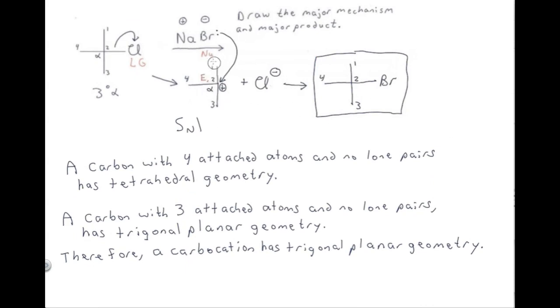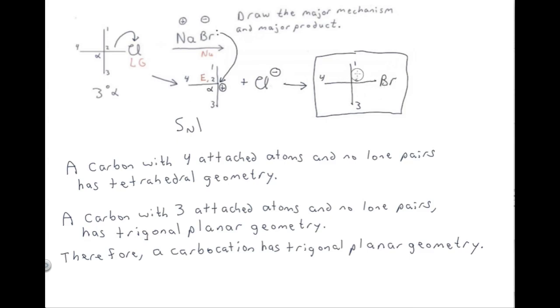So in this picture, carbon 1 is still tetrahedral. Carbons 4 and 3 are still tetrahedral, but in this picture, carbon 2 is trigonal planar. So in this picture, carbon 2 begins as tetrahedral, but then in this picture, carbon 2 changes to trigonal planar. And then in the final product, carbon 2 has changed back to tetrahedral geometry.